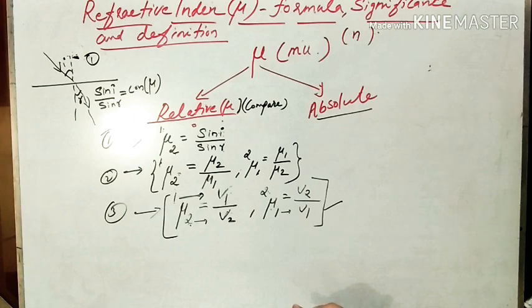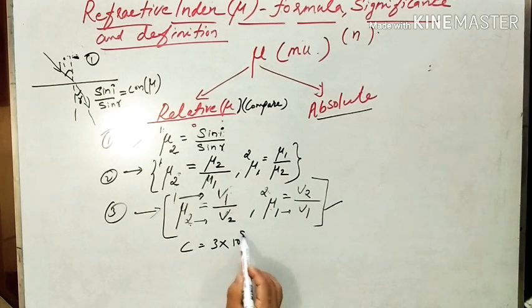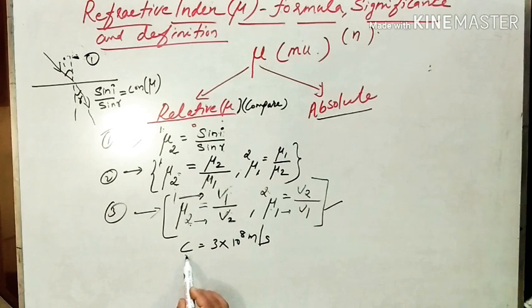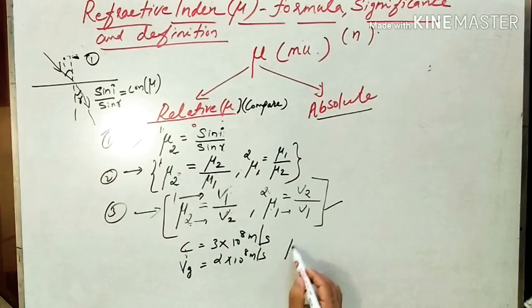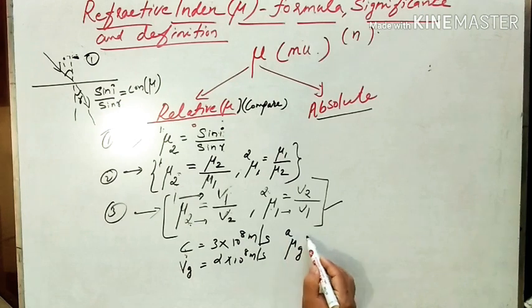For example, the speed of light, I take it as 3 into 10 to the power 8 meter per second. That is speed of light. Okay, I denote it with a letter C. And the speed of light in glass is 2 into 10 to the power 8 meter per second. So what is refractive index of glass with respect to air?